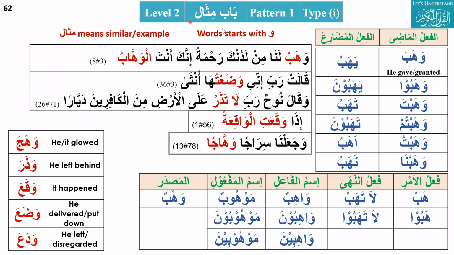Level 2, chapter 2, Bab Mithal. Mithal means, Ibrahim? Similar. And what is the similarity here in this chapter? The first letter of all the verbs will be similar, and that is Waw. The first case, pattern one, is Wahaba, Yahabu. There is no alif here. If you look at the second letter, that is ha, and what is the haraka? Zabar, or fatha. And the same ha in the mudare also has fatha. So it will be zabar, zabar.